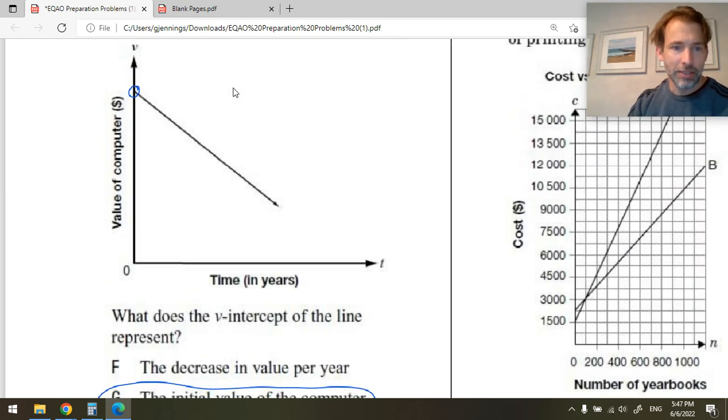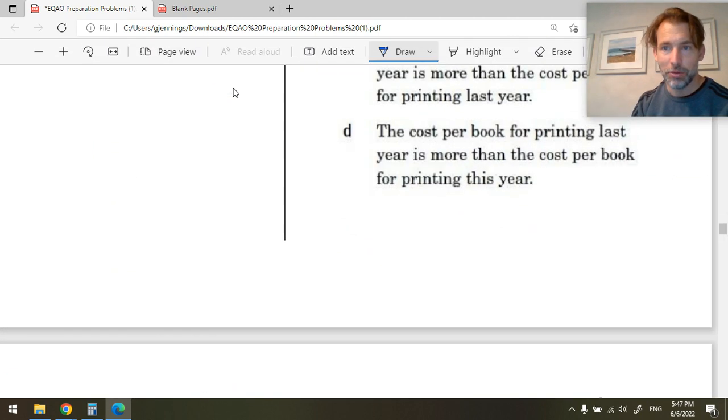Well, that's at time 0. And we read up here and we say, what's the value of the computer? Well, that's its initial value, the value at time 0. That's where it starts. Let's keep going.